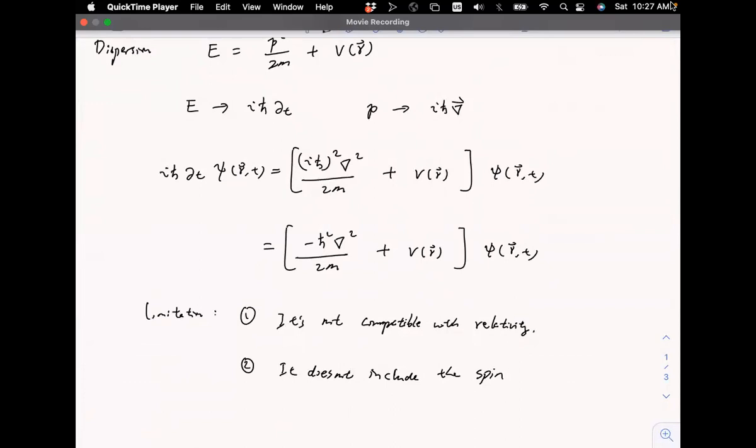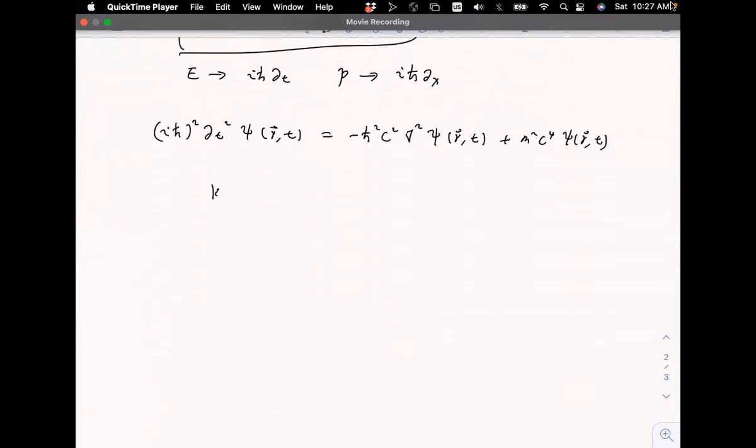Okay, and this is called the Klein-Gordon equation, because later these two gentlemen, Klein and Gordon, wrote it, and it turned out that it is a good equation for spin zero particles. For example, the Higgs boson is a spin zero particle, and it follows this equation.